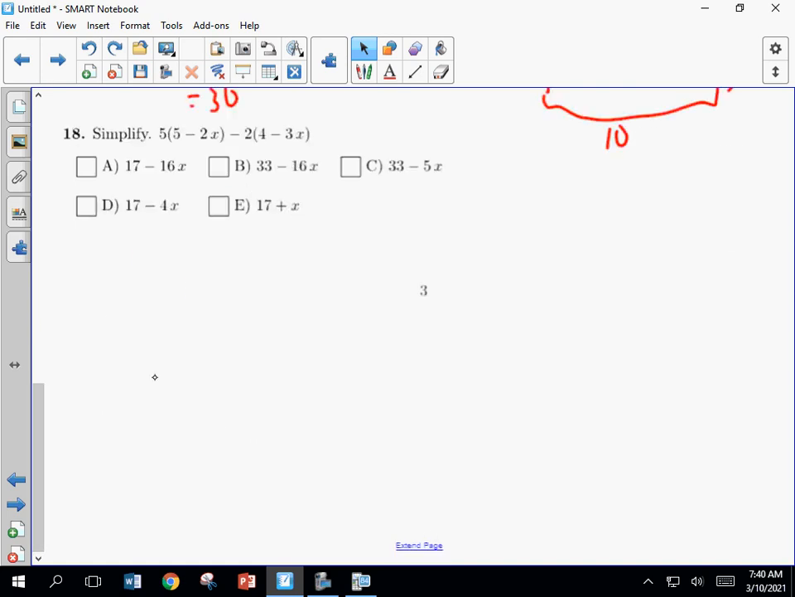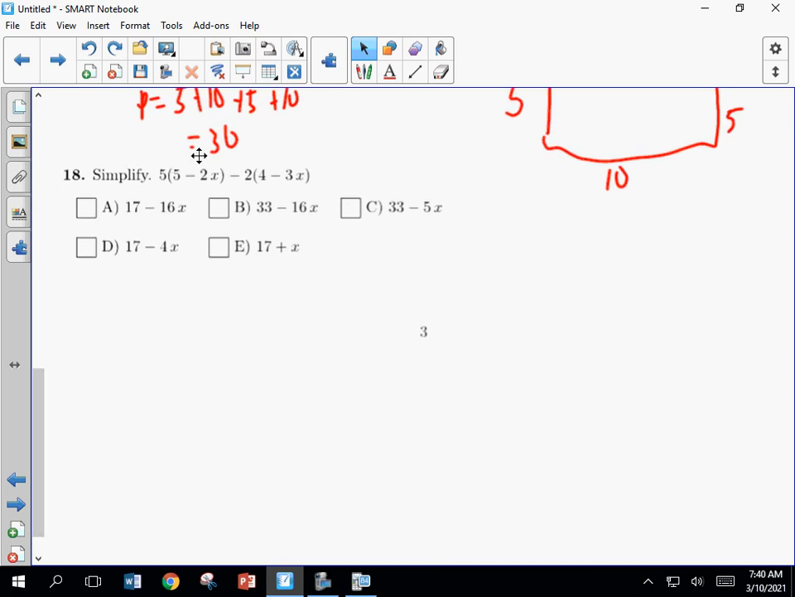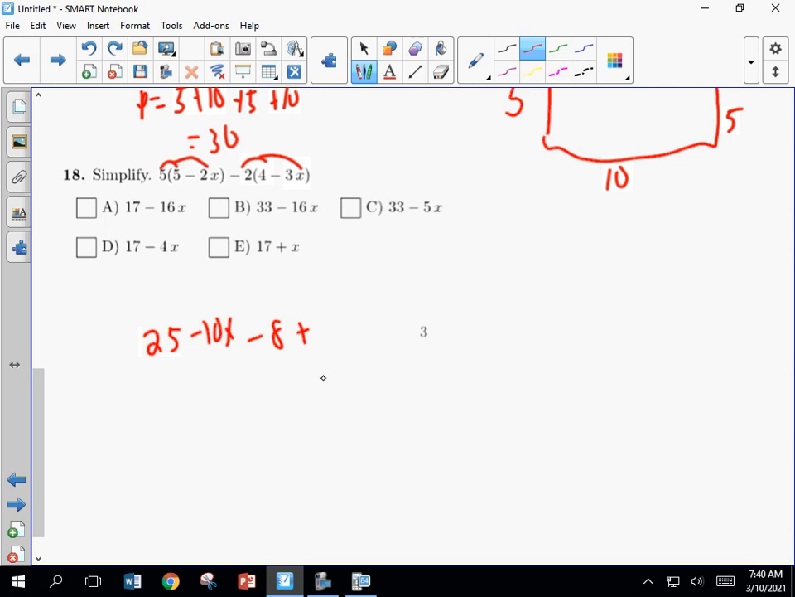18, a simplifying problem. So when there's a number outside, you distribute. So here, you're going to get 25 minus 10x. This is a negative, so don't forget to distribute the negative. Negative 8 plus 6x. I don't know why I couldn't get that out. So do the variables first. Negative 10 and 6, you get negative 4x. There's only one equation with negative 4x in it, so you know the answer. But just to finish it out, 25 minus 8 is 17. D is your correct answer.